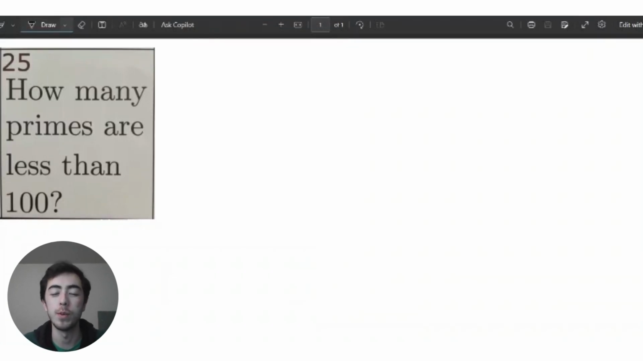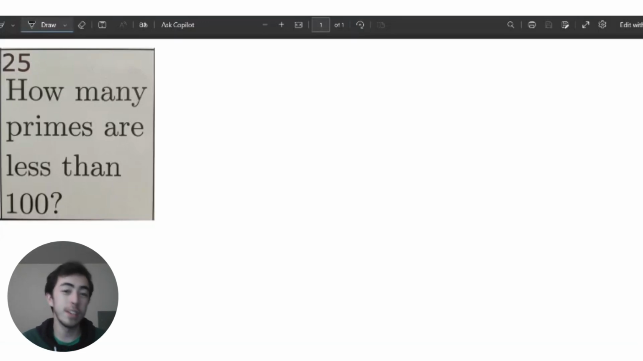Today is February 25th, and we have problem number 56 to solve from this Daily Epsilon calendar. How many primes are less than 100? I think here the best thing to do is use a strategy called the sieve of Eratosthenes.